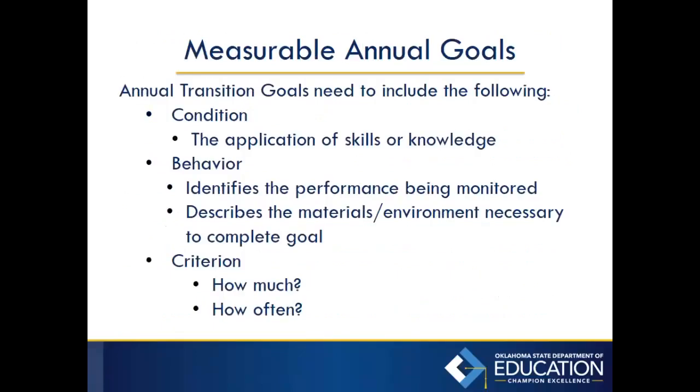Annual transition goals need to be measurable, and to help make sure they're measurable, they need to be a SMART goal and include the following: the condition, the application of skills or knowledge; the behavior, which identifies the performance being monitored; and describes the materials and environment necessary to complete the goal; and the criterion, how much, how often.